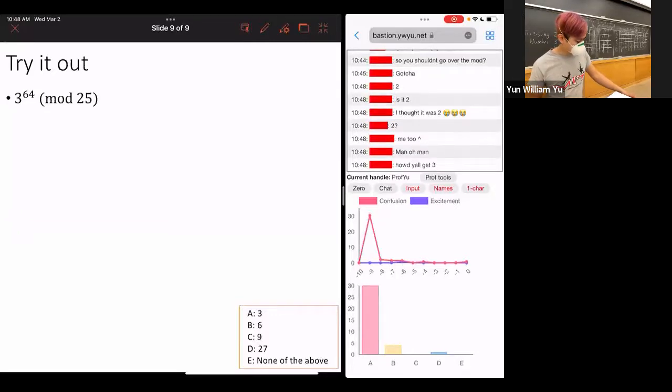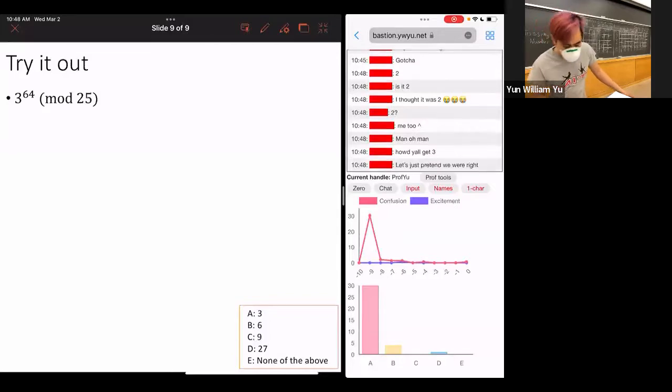Uh-oh. I am somewhat concerned that so many people are getting 2. I'm also somewhat concerned that so many people are getting 3, because neither of those are the answers I got. So, well.